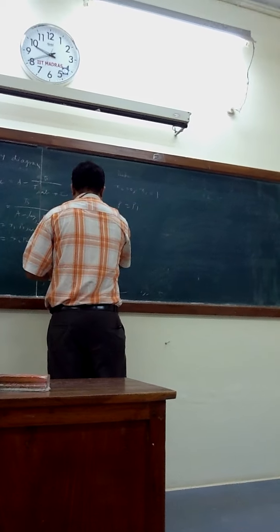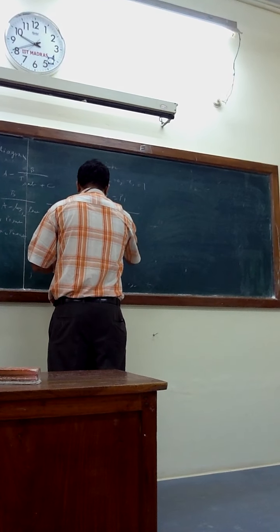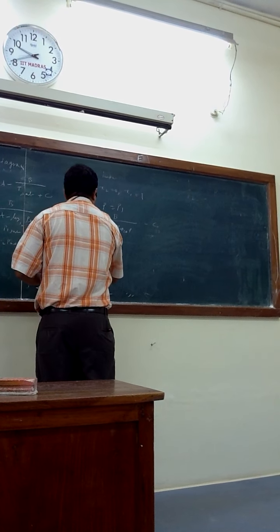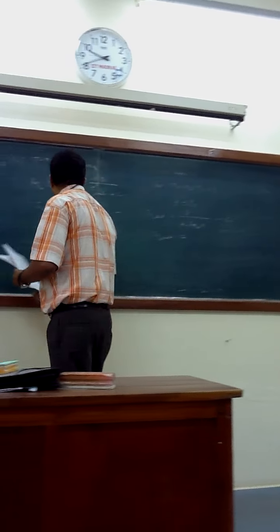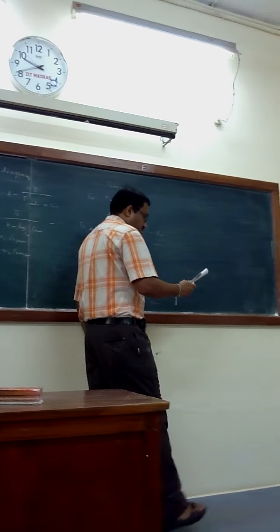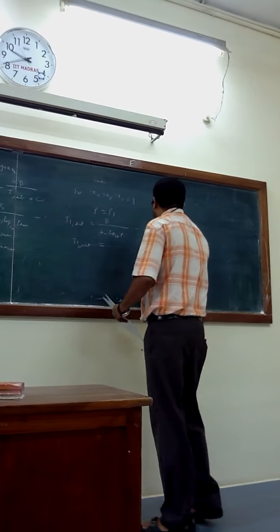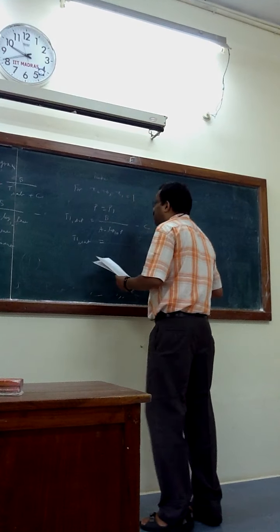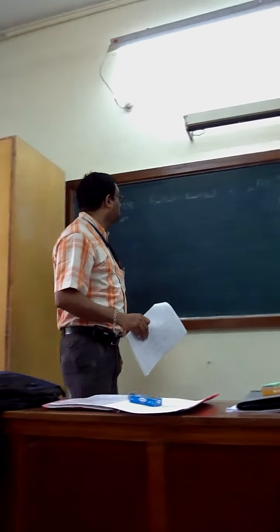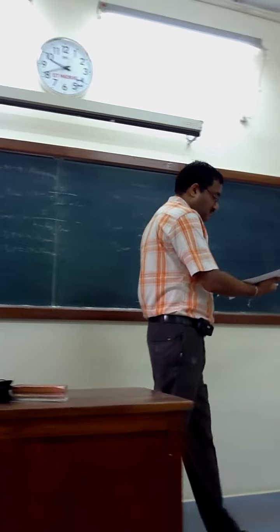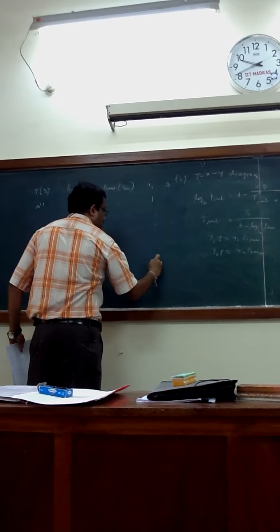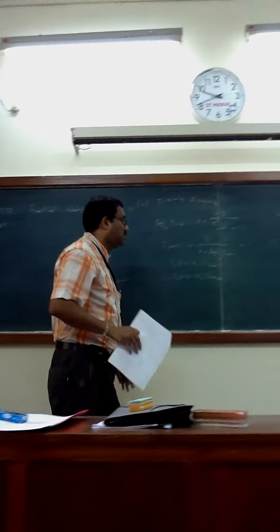So T1 sat is B by A minus log10 P, minus C. How much is T1 sat? Can you tell me? Then X1 equals 1 and X1 equals 0. Your limit should be from X1 equals 1 to 0, so you need to have a lower limit and an upper limit of temperature.